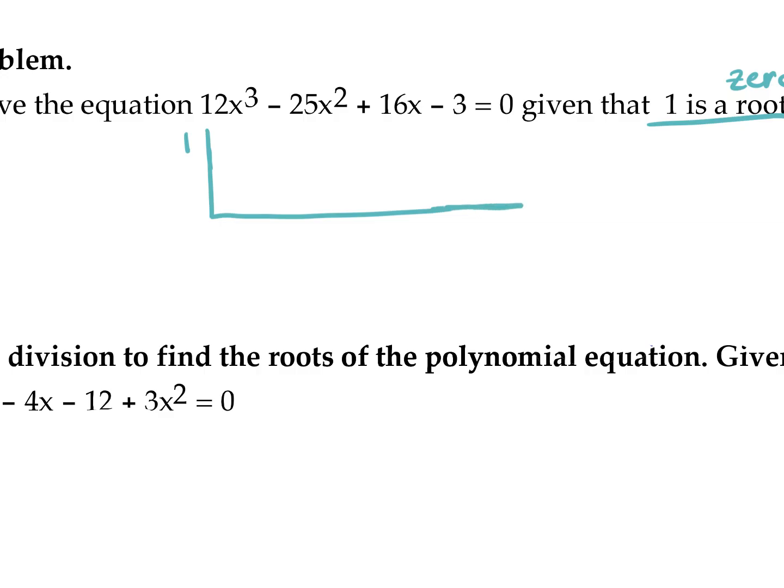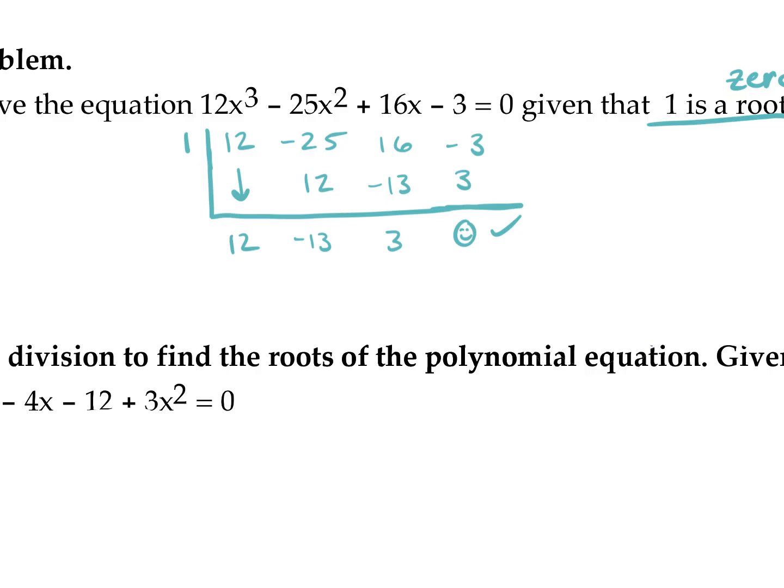Inside the box, I'm not missing any terms, so I have 12, negative 25, 16, and negative 3. So I'm going to drop down the 12, multiply, we get 12. Add negative 13, multiply negative 13, add 3, multiply 3, add 0. So is 1 a root? Is 1 a 0? Yes. We knew that from the beginning, but it helps to find it.